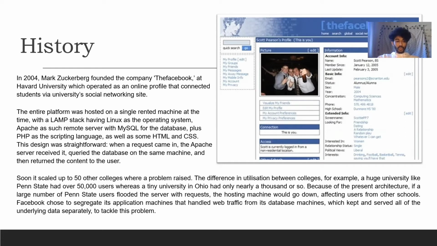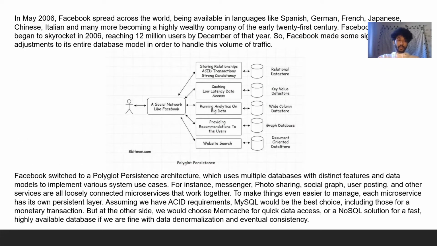So Facebook chose to segregate its application machine that handled web traffic from its database machine, which kept and served all of the underlying data separately to tackle this problem. Facebook began to skyrocket in 2006, reaching 12 million users in December of that year. So Facebook made some significant adjustments in its entire database model in order to handle this huge traffic.